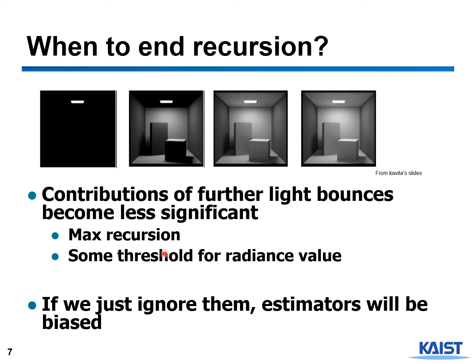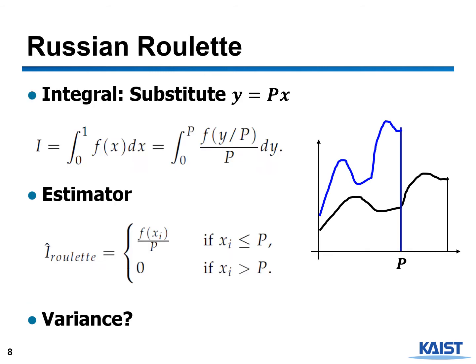We can do that. But if we just terminate once we reach the max recursion, then it means we simply ignore all the additional light energy that comes from bounces beyond 10, right? Then the estimator will be biased. Basically, the Monte Carlo approach is unbiased, but if we adopt this kind of deterministic approach, it cannot be a random process, and it introduces some sort of bias. So we need to rely upon some sampling approach.